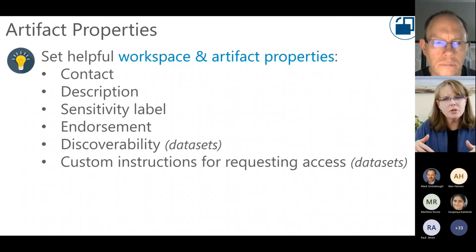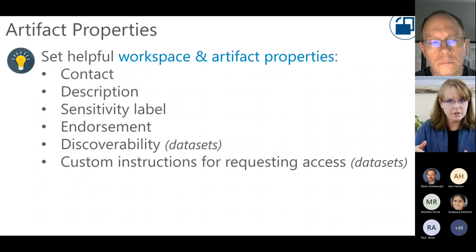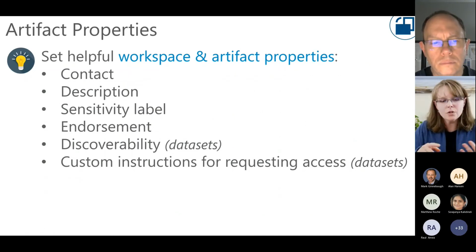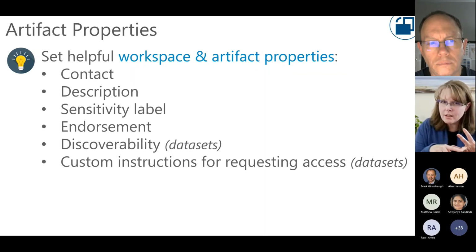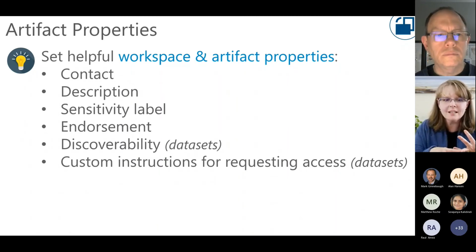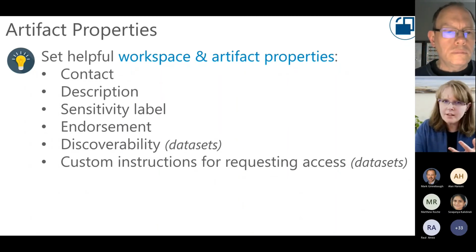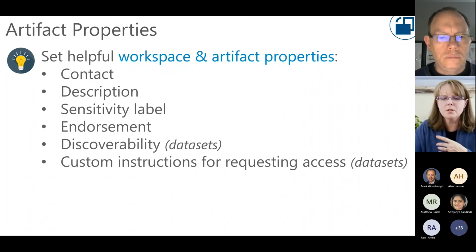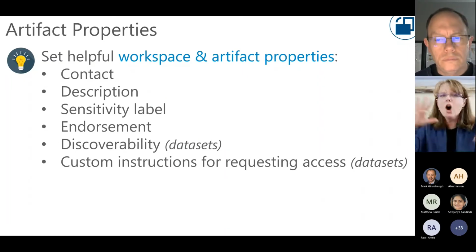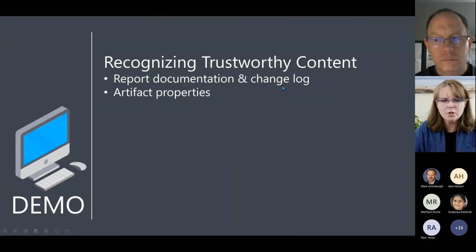Actually setting a bunch of these properties over in the service is helpful. So who's the contact for the report or the workspace, etc.? What's the description? I showed you that description earlier about, hey, here's exactly what's in this data set. Fill out the sensitivity label, fill out the endorsement, the discoverability, those custom instructions for requesting access. All these things kind of coupled together help trustworthiness.